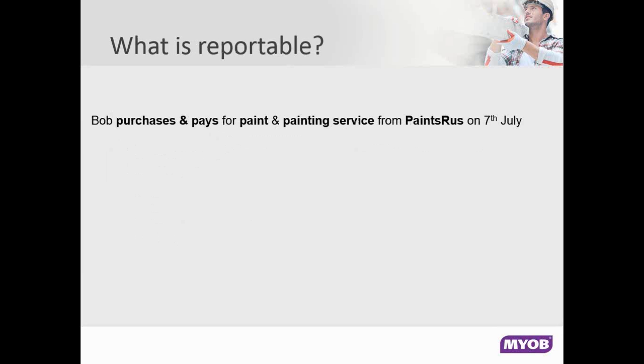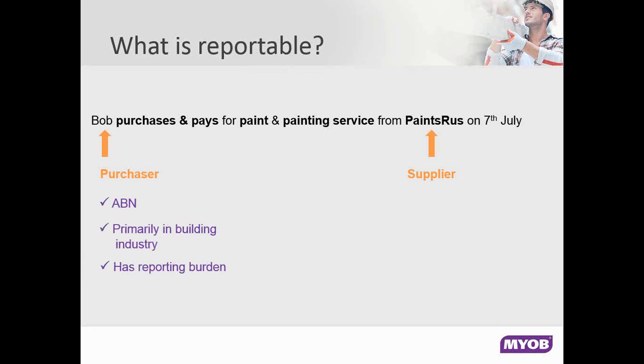What I like to do is provide a very, very simple sentence and break that sentence down in regards to what is reportable and what's not reportable. So the sentence here is: Bob purchases and pays for paint and painting services from Paints R Us on the 7th of July. Now let's dissect this a little. Bob is the purchaser and Paints R Us are the supplier.